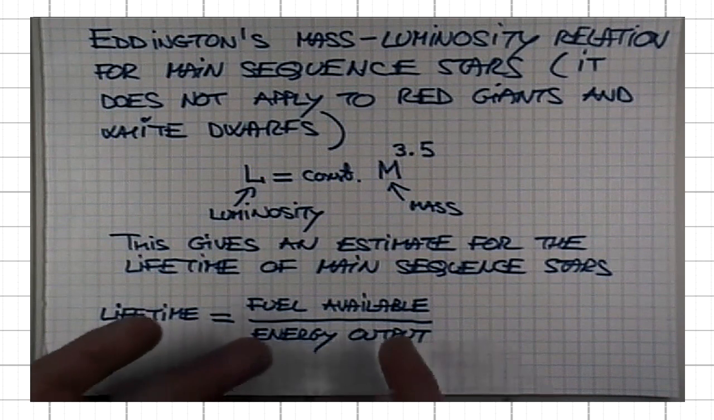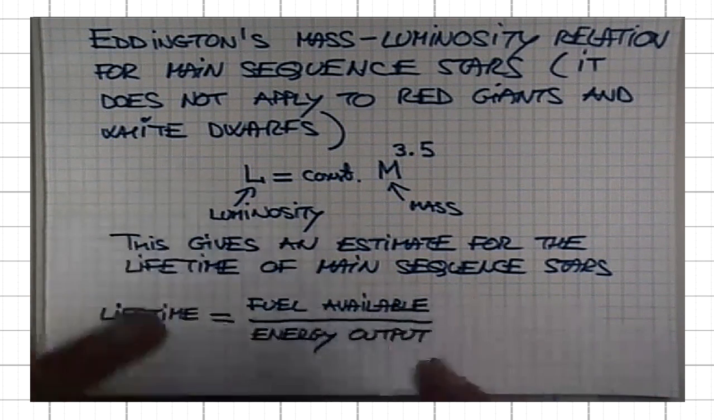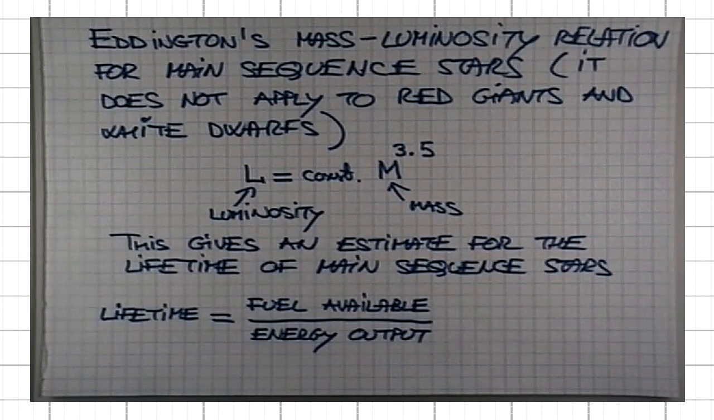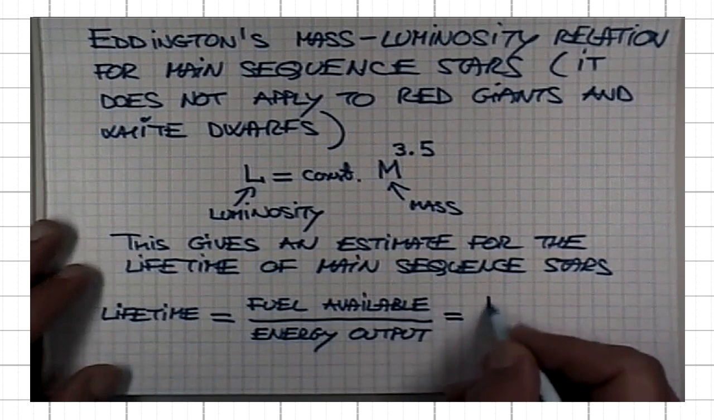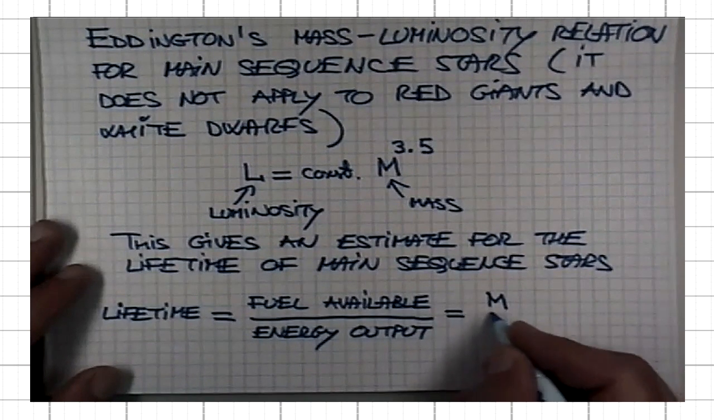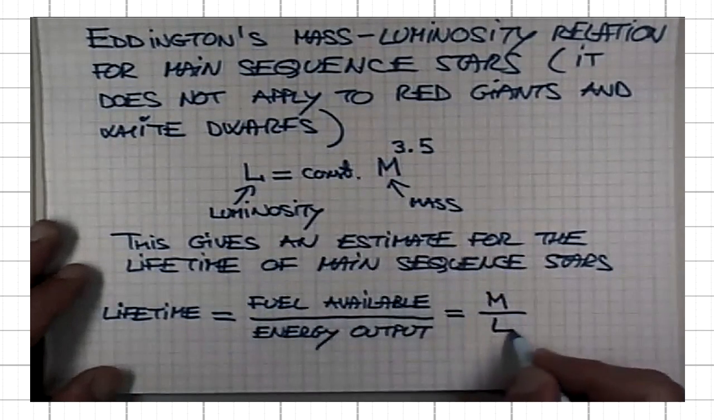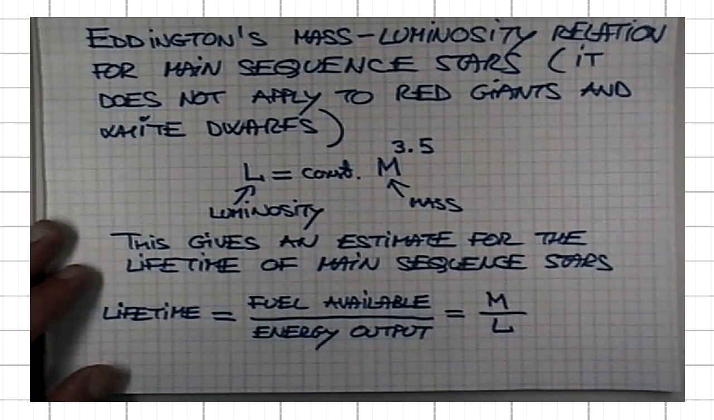The more material there is in the star to be used as fuel for its energy production, the longer it's going to live, but the lifetime is inversely proportional to the energy output of the star. The more energy it emits for a given amount of fuel, the shorter it's going to live. So the fuel available is basically given by the mass of the star. And energy output is given by the luminosity, right? How much energy it produces per unit time.